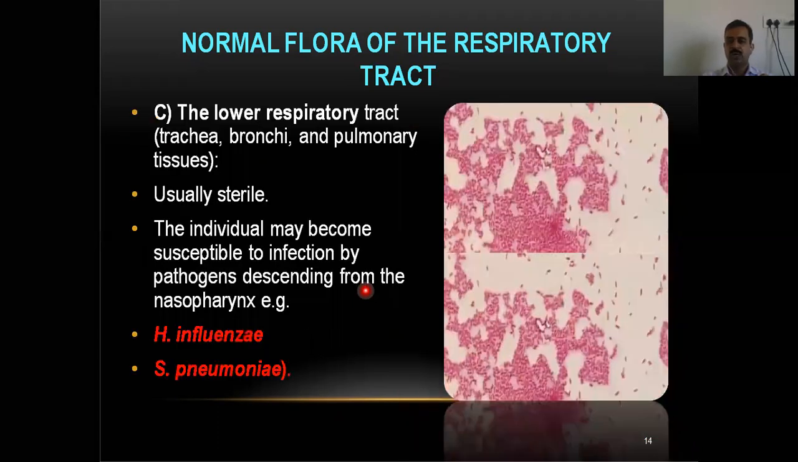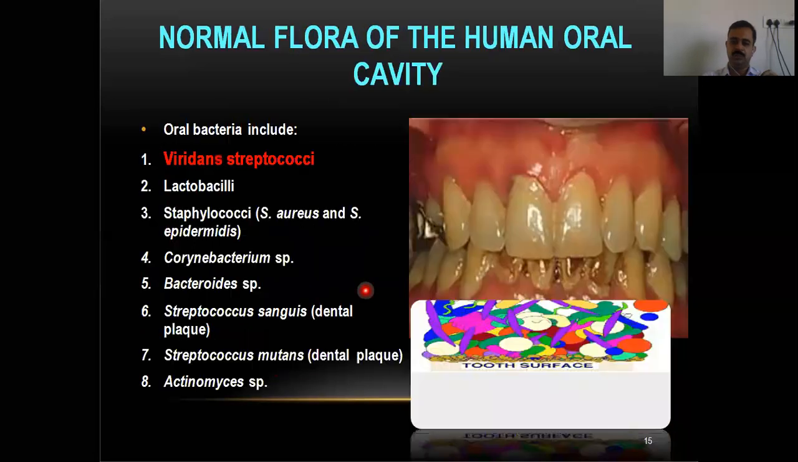The lower respiratory tract, that is the trachea, bronchi, and the pulmonary part, is usually sterile. The individual may become susceptible to infection by pathogens descending from the nasopharynx. So those pathogens which go from the nasopharynx reside inside the lower respiratory tract. Some of them are Haemophilus influenzae and Streptococcus pneumoniae.